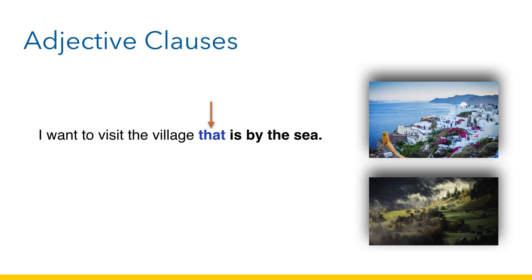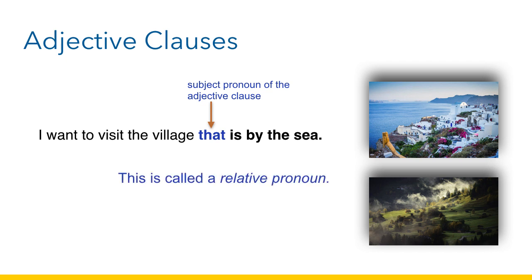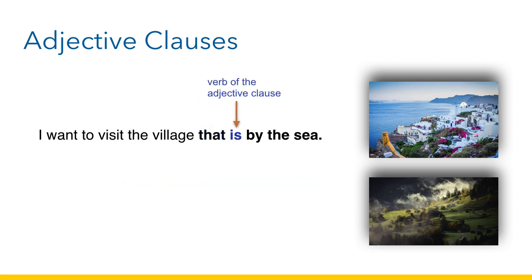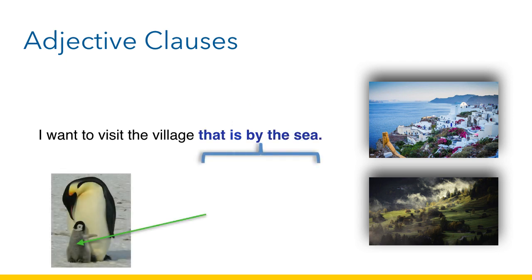That is the subject pronoun of the adjective clause. It's kind of like the subject of the baby sentence. This is called a relative pronoun. Then we have a verb. This is the verb of the adjective clause. This whole clause is the adjective clause or the baby clause.